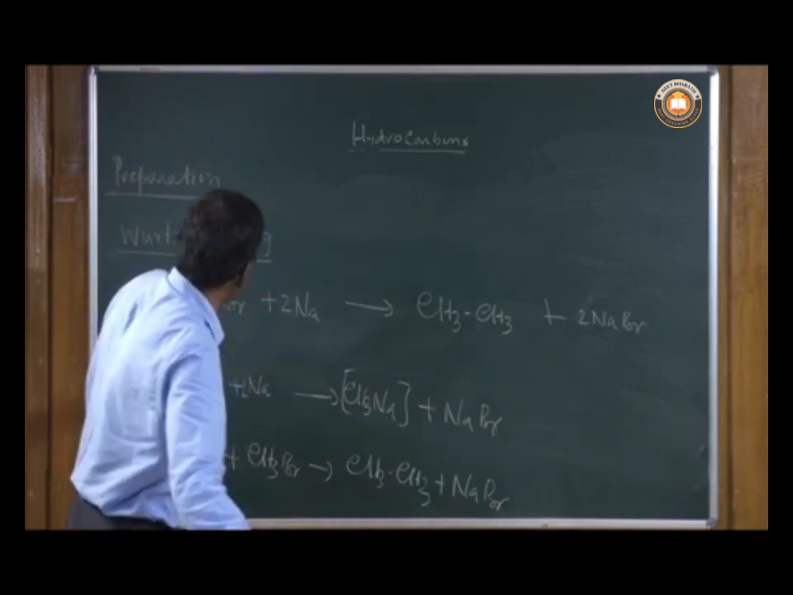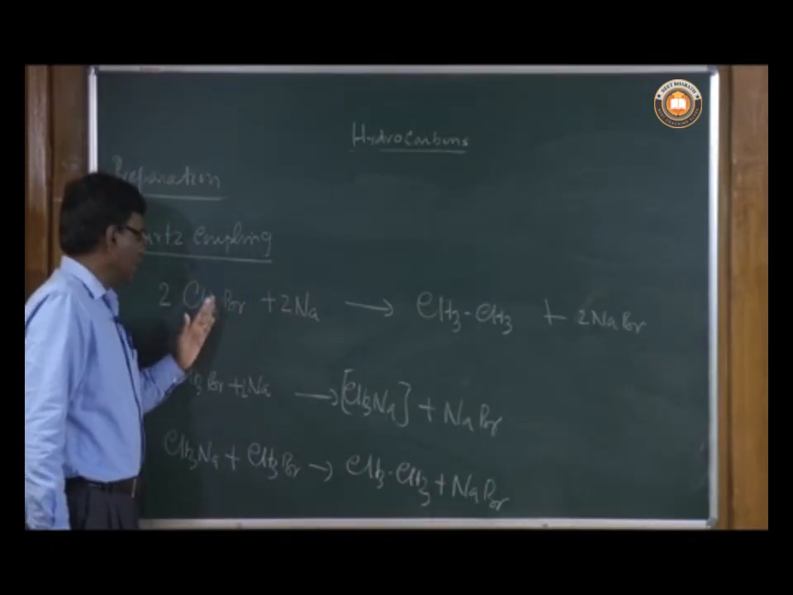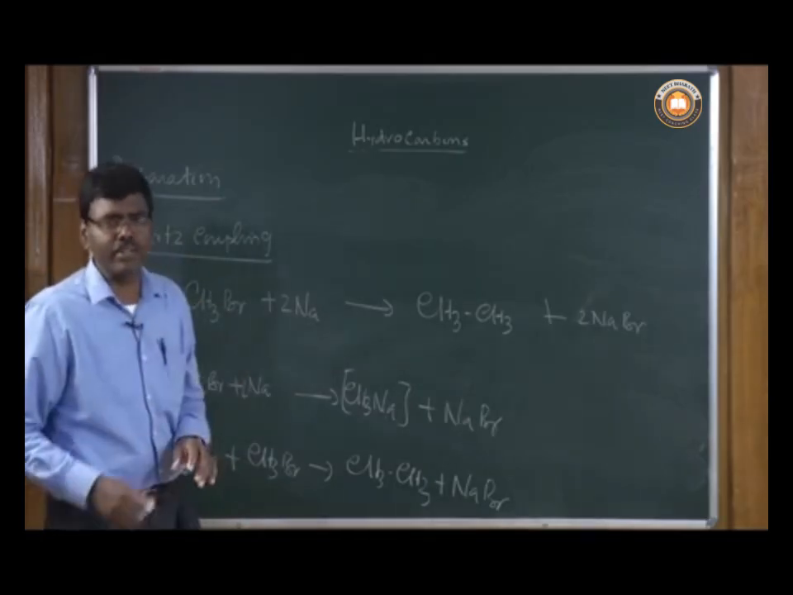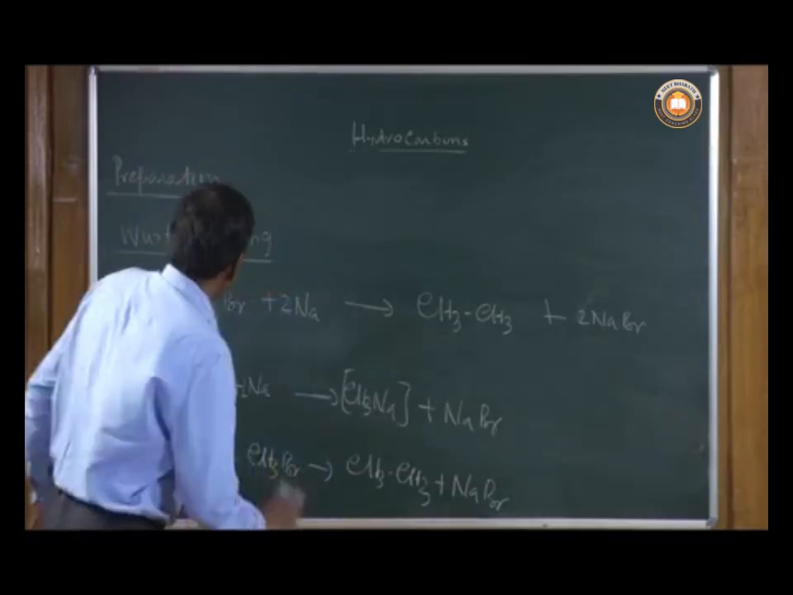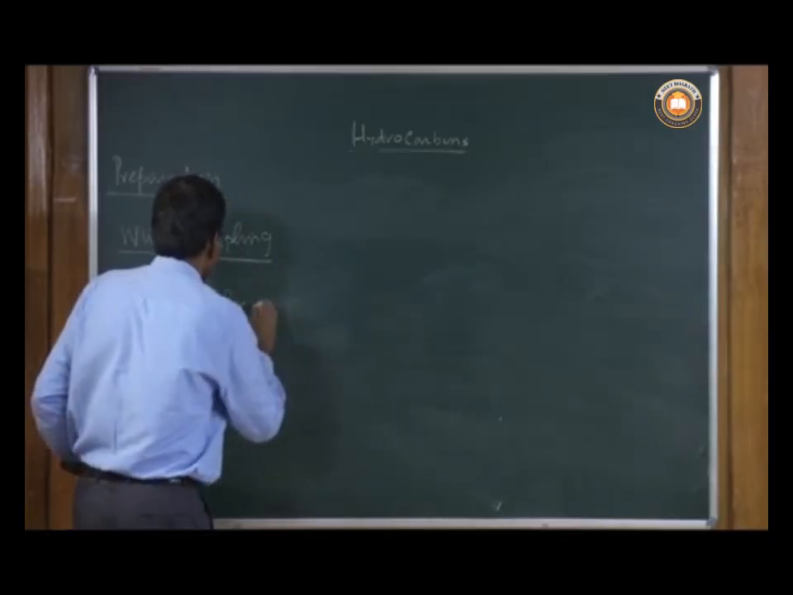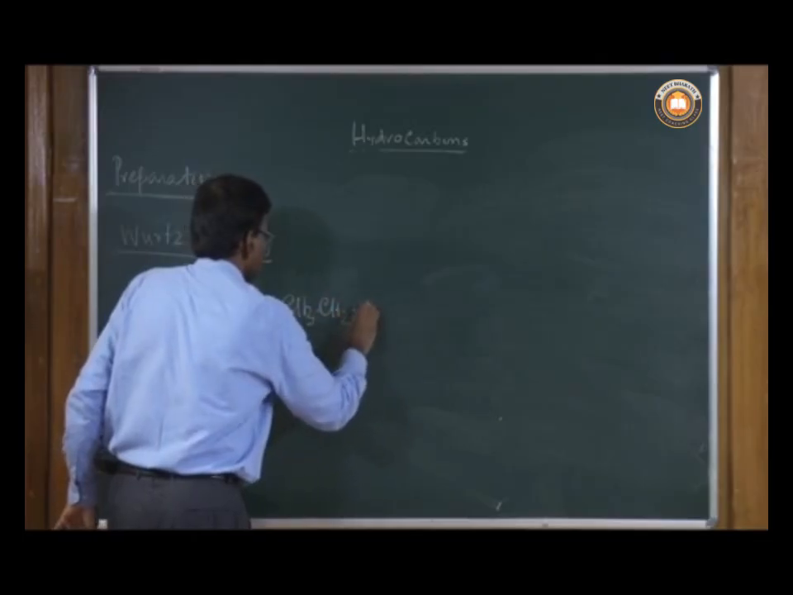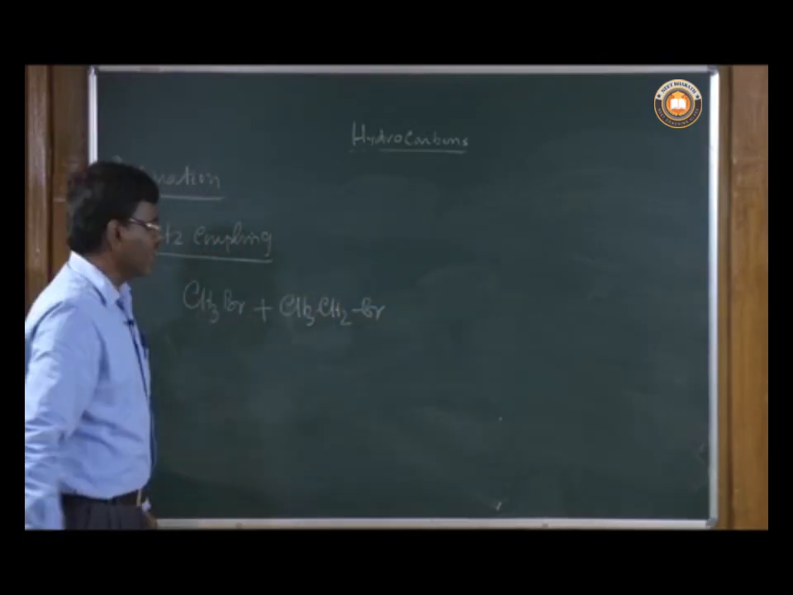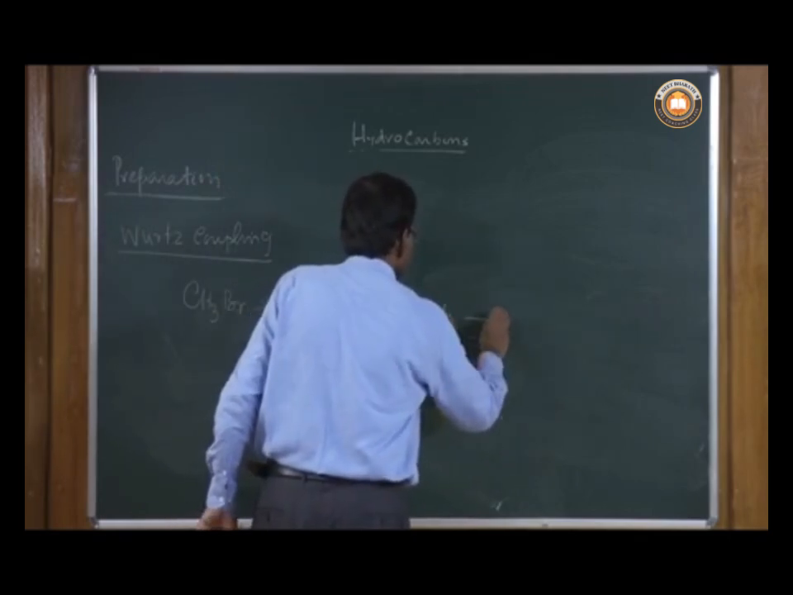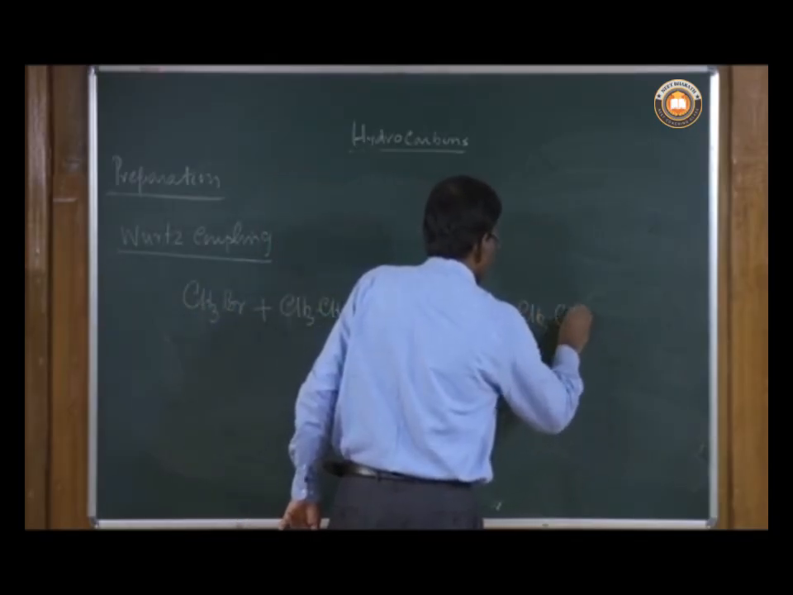But if you take a mixture of alkyl halides, for example, methyl bromide and ethyl bromide, it will not be good. You will end up with a mixture of three compounds. For example, you take a mixture of methyl and ethyl bromide. When you react these two bromides with two equivalents of sodium, you will end up with a mixture of compounds. You will have ethane.